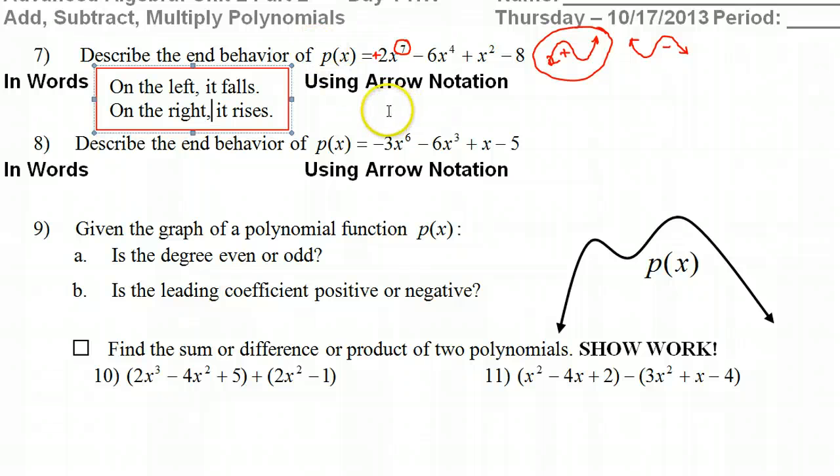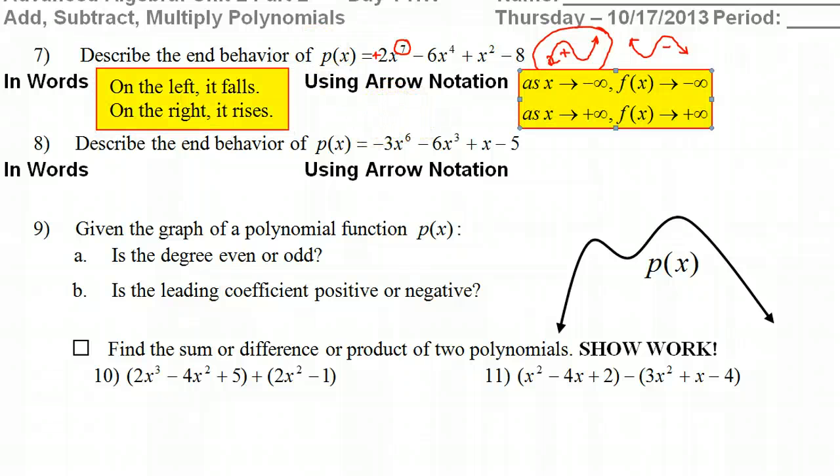Now using arrow notation. Okay, so here we'd have the same thing using arrow notation. As x approaches negative infinity, f of x approaches negative infinity. That means on the left it falls. As x approaches positive infinity, f of x approaches positive infinity. On the right, it rises. Okay, let's do it again.